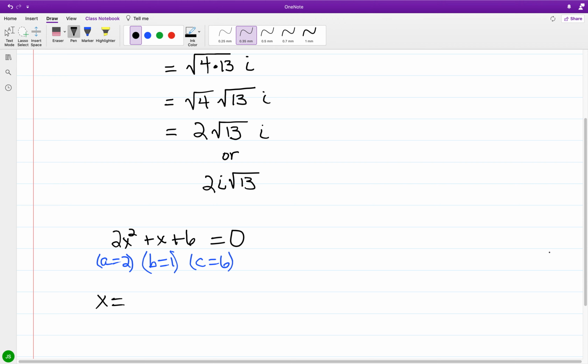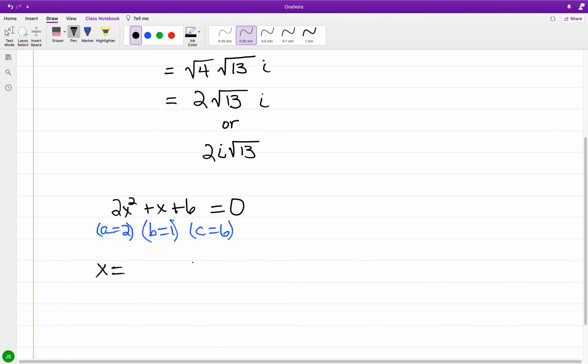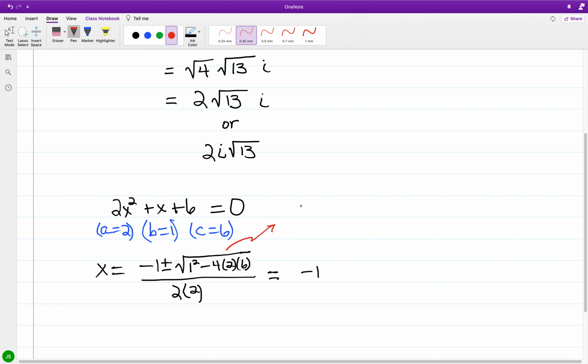And setting up what we have for x, we have negative b, which is negative 1, plus or minus the square root of b squared, which is 1 squared, minus 4ac, so minus 4 times 2 times 6, all over 2a, which will be 2 times 2. Again, inside the radical, 1 squared is 1. Negative 4 times 2 is negative 8. Negative 8 times 6 is negative 48. So this will become negative 47.